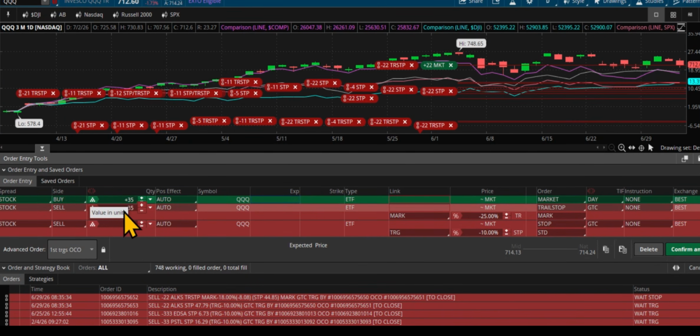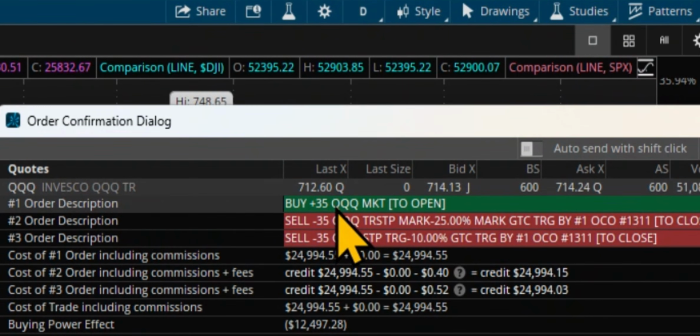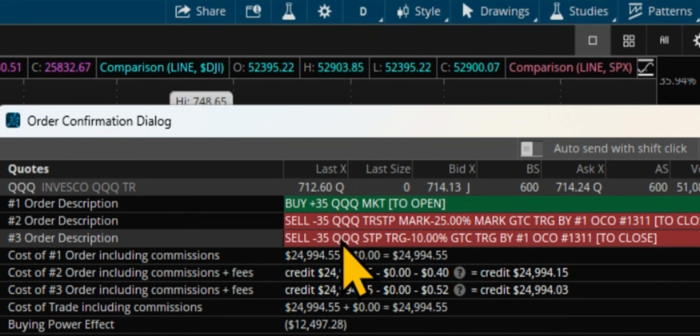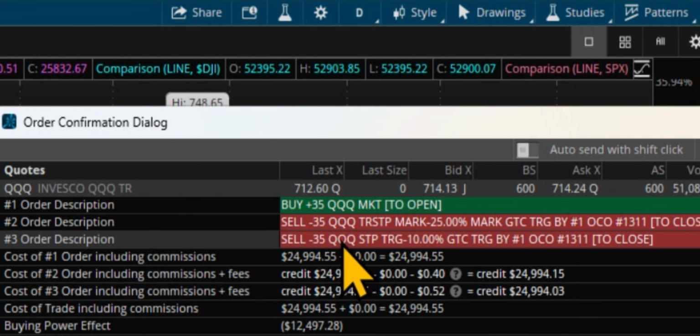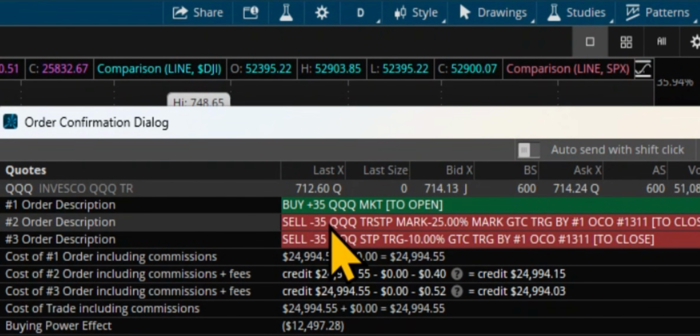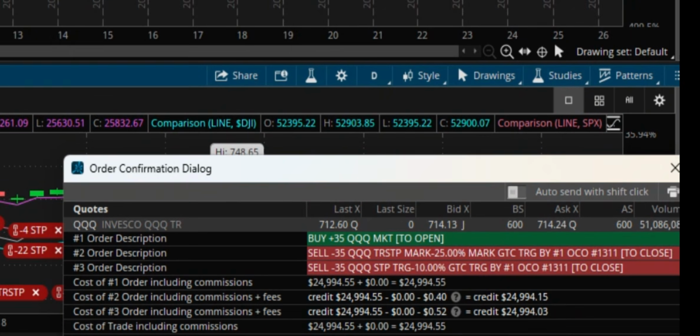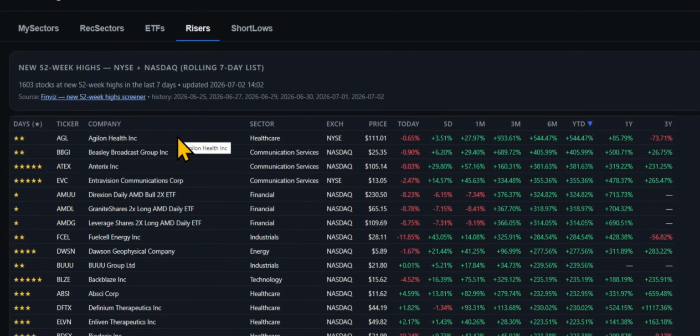I also sell 35 if it starts to drop 25%. Confirm and send. Again, just 35, 35, 35. Make sure that your final confirmation is exactly what you want. There have been times where I've typed in 35 and this was left at 22 or vice versa. So just confirm one last time that this looks okay. Confirm and send.